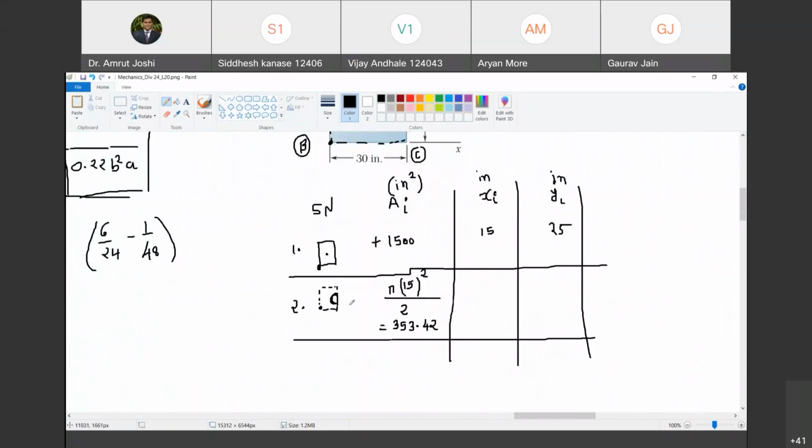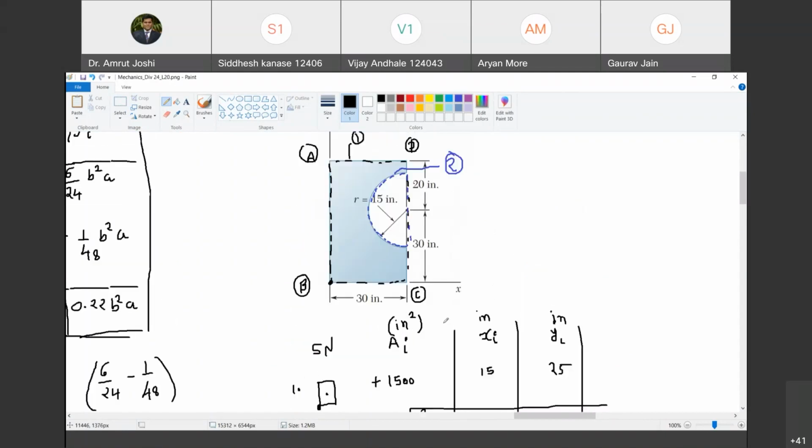So as this is the semicircle, the distance of its centroid is 4r by 3 pi. Do you agree with me? Yes, sir. So what is x2, the location of the centroid of this area from this point? It is 30 minus 4r by 3 pi. Do you agree with me? Yes, sir. 30 is the full distance.